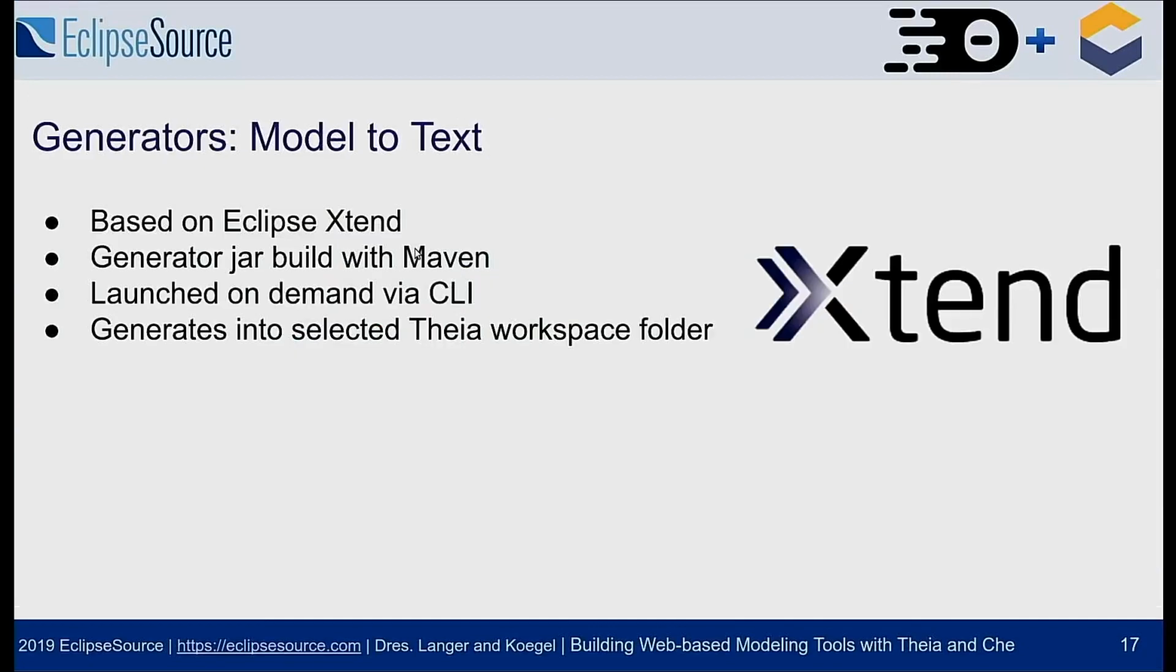The idea of that generator we discussed earlier already, because it was the example of how to reuse something. The generator itself in this case is based on Eclipse Xtend. We basically build a jar from the generator, and then we launch it via the command line interface. Basically, we just launch a JVM and pass in the workspace folder as a parameter.